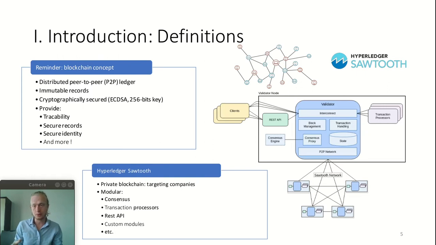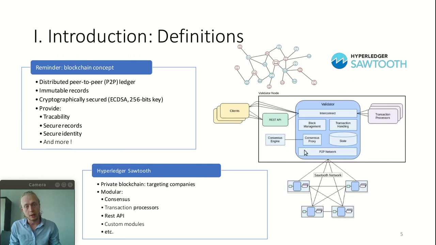In this study, we also need to know what Hyperledger Sawtooth is. Hyperledger Sawtooth is a private blockchain that is targeting companies. This blockchain is very modular. As you can see on the graph here, this is how Hyperledger Sawtooth works. We have a validator node that is one of the peers of the blockchain. And in this validator node, we have a validator that is the core software of this blockchain.